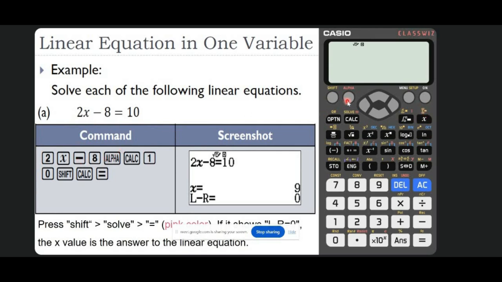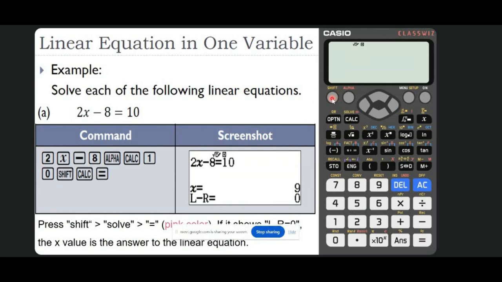And then press alpha, calculate, C-A-L-C, alpha, calculate. Because alpha is in pink color and you need to use this pink color equal symbol. You need to press alpha, then press calculate, and press 1, 0, means that you key in the 10 here, and then press shift, calculate. And then press equal sign.